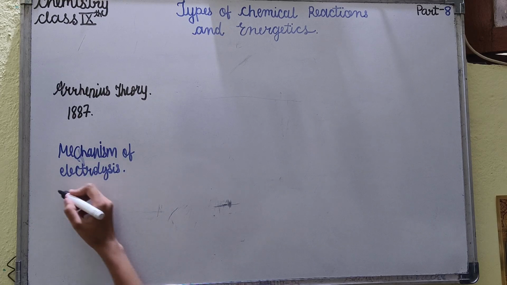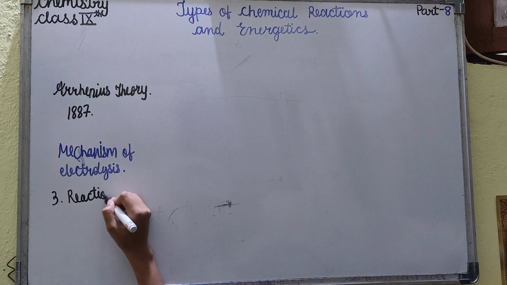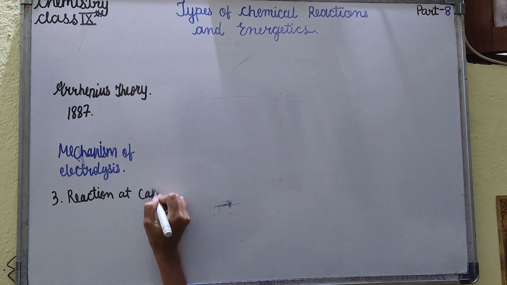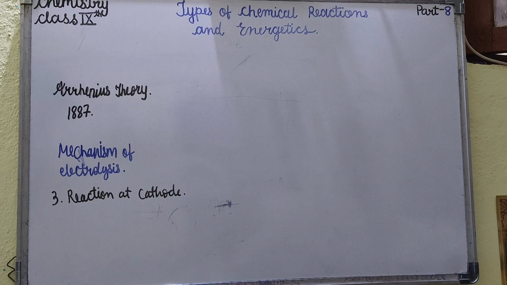Reaction at cathode. Cations reach the cathode and gain the electrons and convert into neutral atoms. This process of gaining electrons is called reduction. Cations plus electrons give neutral atoms.